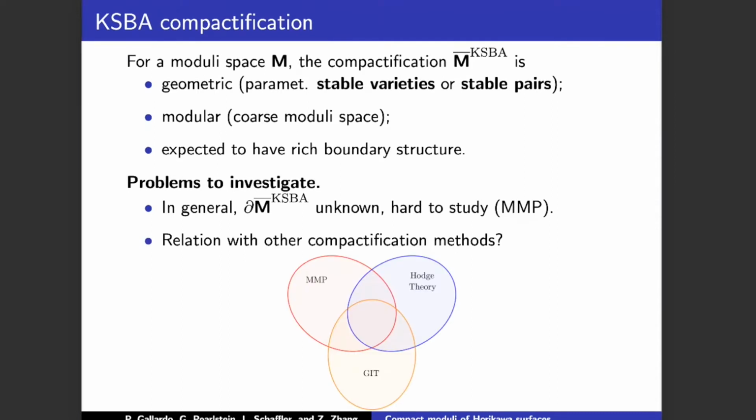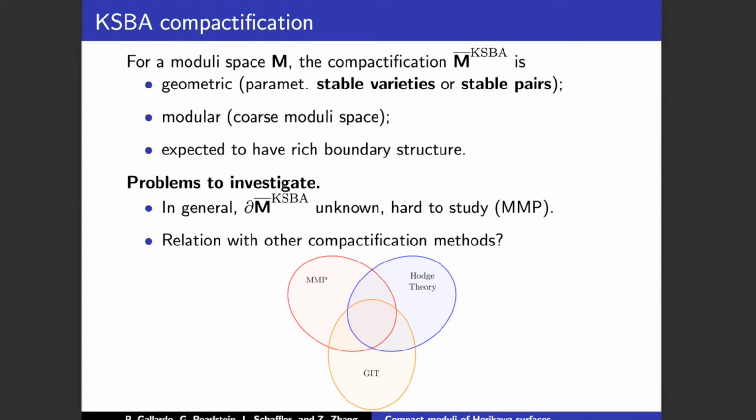A second point is that it's also interesting to study how this compactification method is related to other compactification methods that we discussed. For example, the ones that come from GIT or the Hodge theoretic ones. So understanding the interplay between these different perspectives will certainly be something of interest in today's discussion.